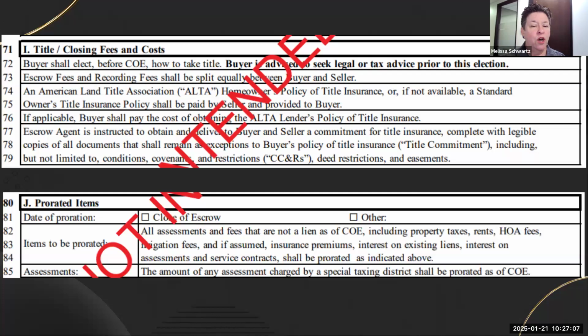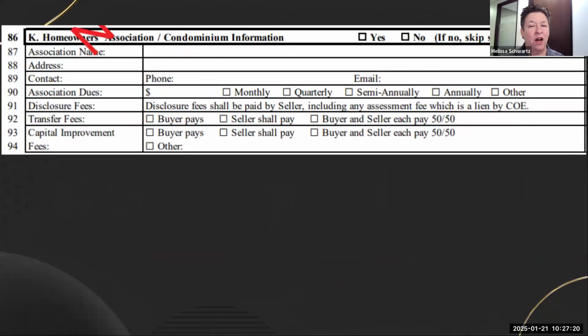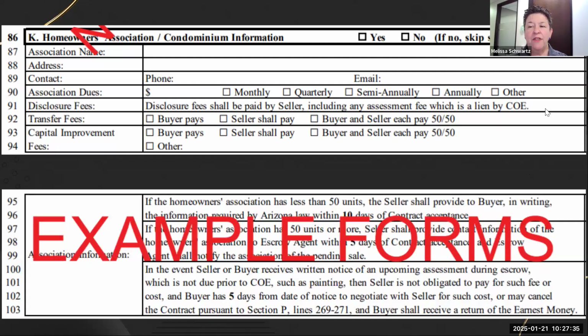All right, so prorated items, it does talk about whether it is prorated as of close of escrow or at another time. It talks about assessments and fees, but doesn't say anything there about if there are any assessments or fees. Here it's talking about the homeowners association. Now, folks, this is the buyer filling this out. There is no place in the listing contract for the HOA information. There is no listing contract HOA addendum. So where does the MLS Choice agent get that information from?